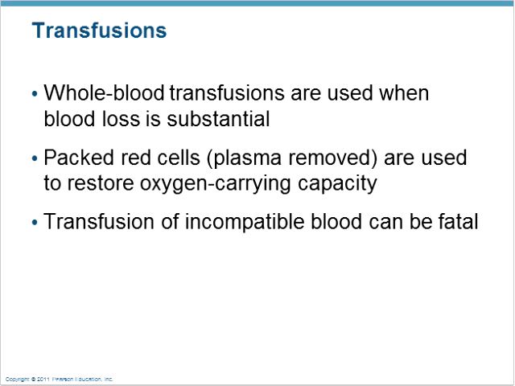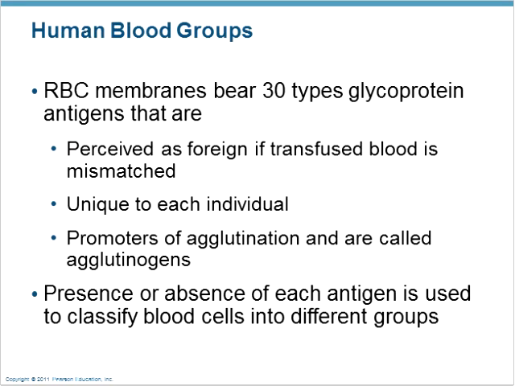Whole blood transfusions are often used when blood loss is substantial, and packed cells, where the plasma has been removed, are used to restore the oxygen carrying capacity of blood. The transfusion of incompatible blood can be fatal and often is. When we talk about human blood groups, we're really talking about the different red blood cell membranes which bear different glycoprotein antigens which differentiate the blood types in human beings.